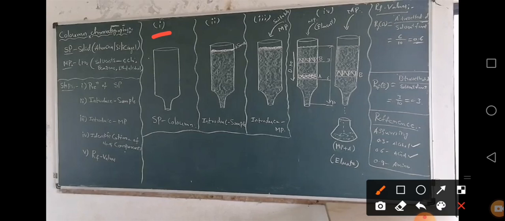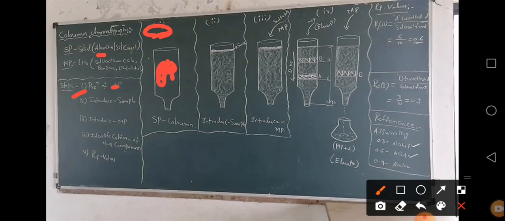See here, the first step is preparation of the stationary phase. First we take the empty column. Here the stationary phase is a solid, so take alumina or silica gel. First take alumina and add a suitable solvent. Alumina is a powder. Now we are going to paste this alumina paste in the empty column, coating this area with the alumina paste.